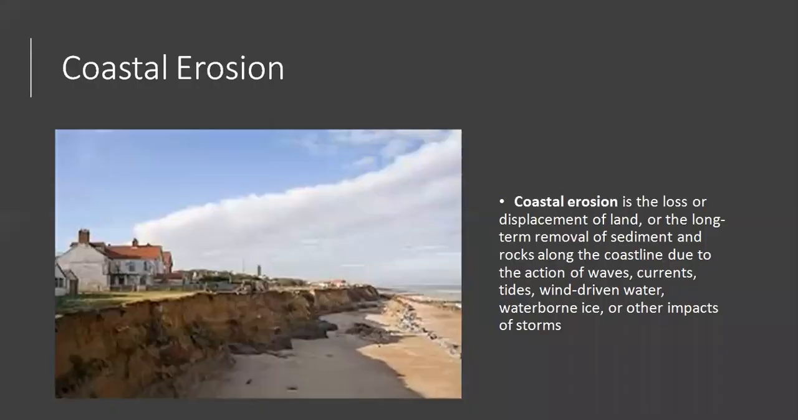Now we have coastal erosion. This is a picture of an example of coastal erosion. Coastal erosion is the loss or the displacement of land or the long-term removal of sediment and rocks along the coastline due to the action of waves, currents, tides, wind-driven water, waterborne ice, or other impacts of storms. Let's keep it simple. Coastal erosion is the loss or displacement of land or long-term removal of sediment and rocks along the coastline. So that's for coastal erosion.